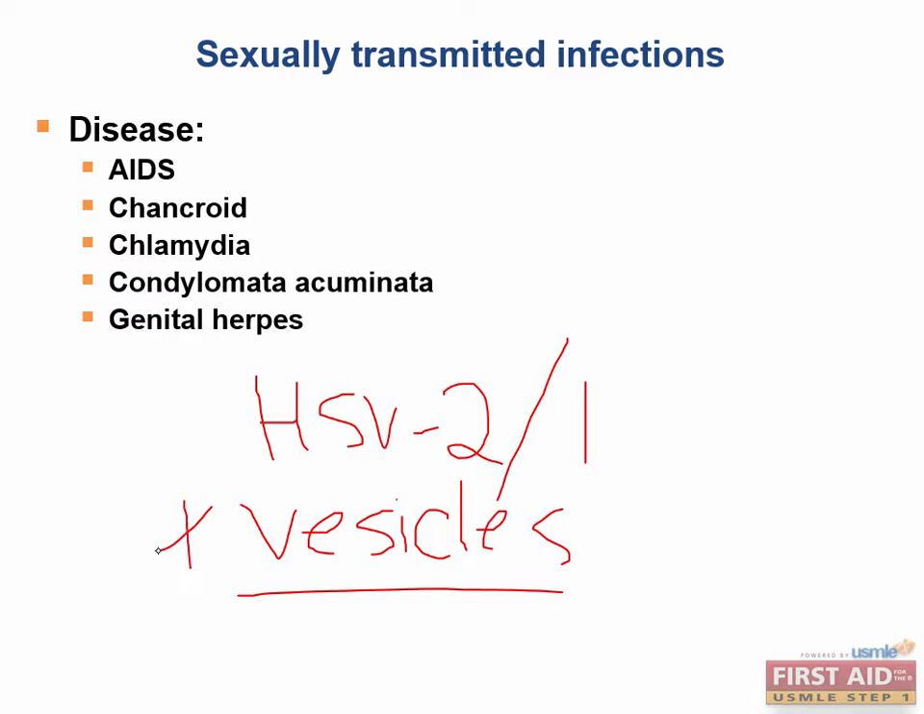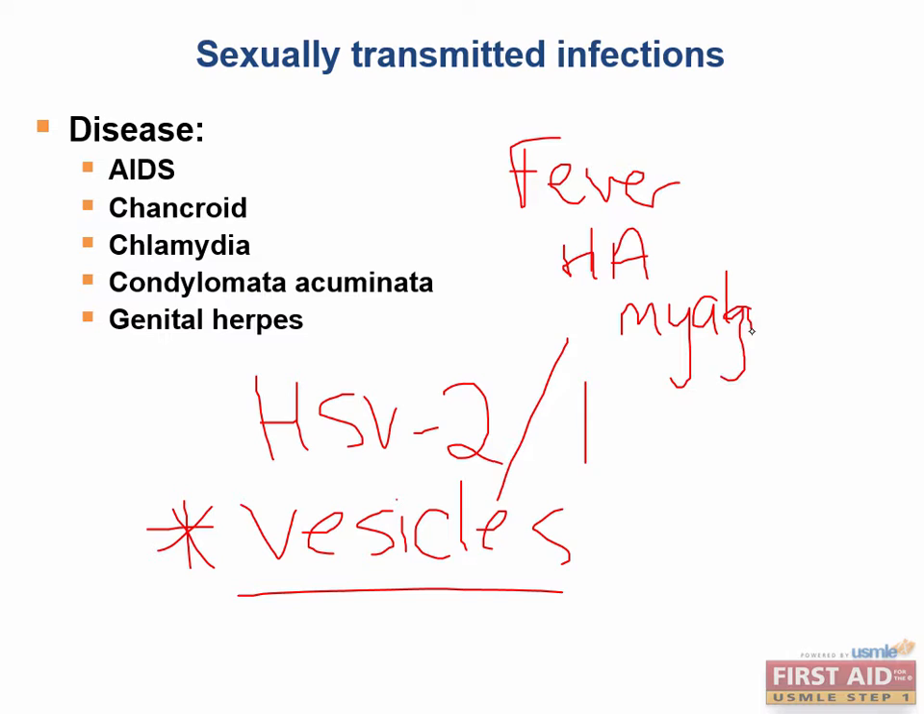So both are going to have the presence of vesicles, but a primary herpes infection also has the presence of systemic symptoms such as fever, headache, and systemic myalgias, signifying a viral syndrome. Do you remember how you would diagnose a herpes infection? You can do what is called a Tzanck smear or a Tzanck prep, where you would see multinucleated giant cells with intranuclear inclusion bodies.